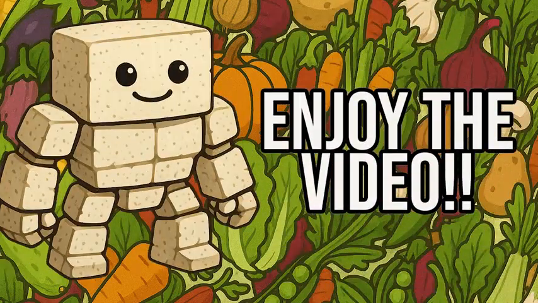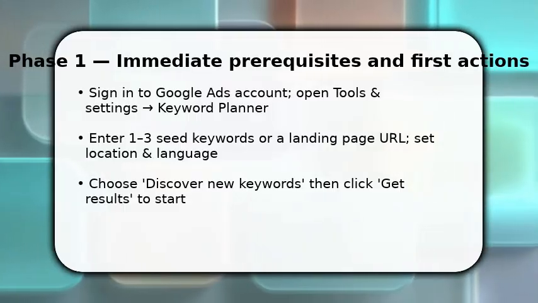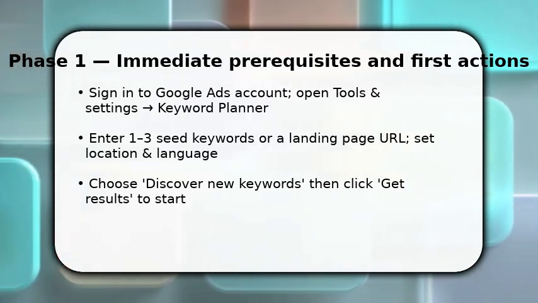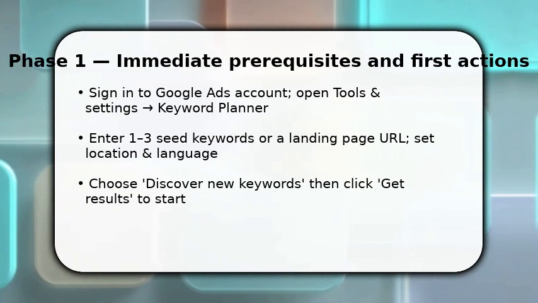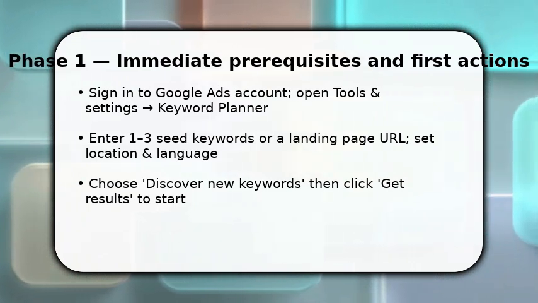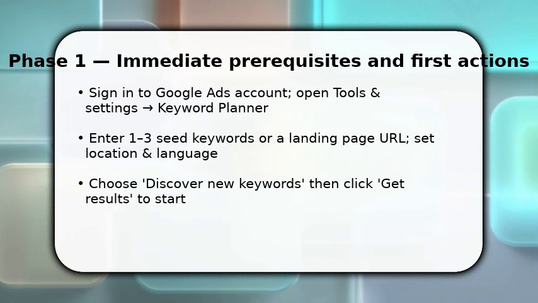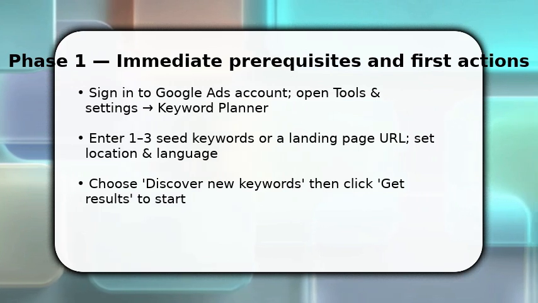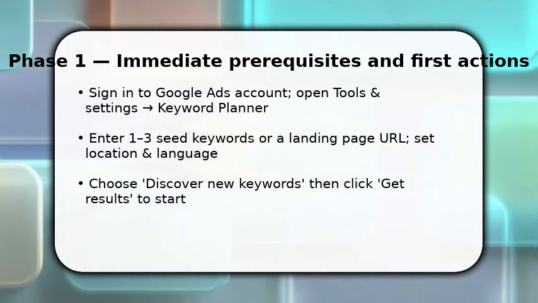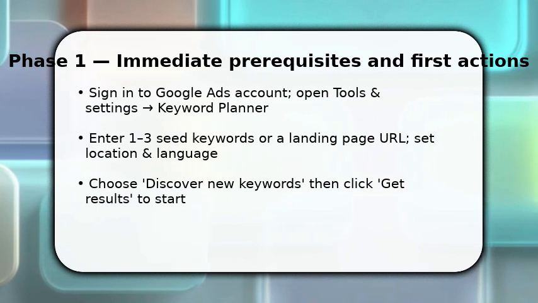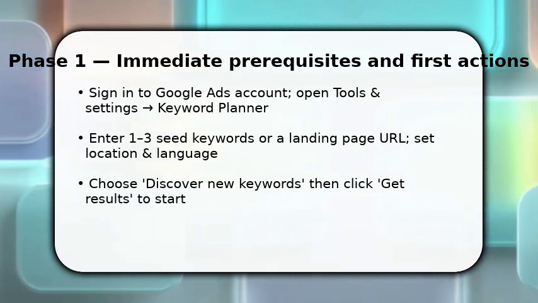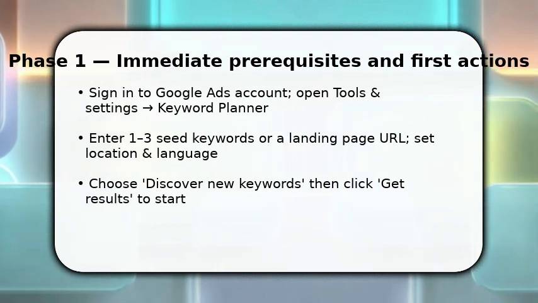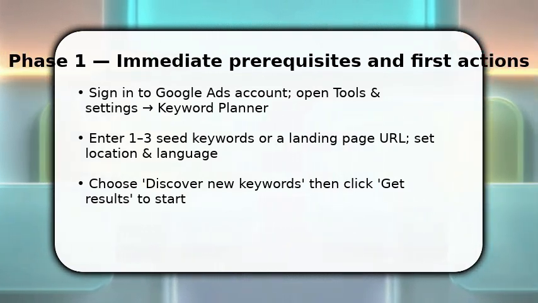You sign into Google Ads and go straight to the Keyword Planner. This is the only reliable path for granular Google keyword data. Once there, paste 1-3 seed keywords or a landing page URL and make sure to set location and language so results match your audience. Click Discover New Keywords and get results. This immediately generates search volume and trend data. You're acting on real user intent. That's why you start here, rather than guessing from secondary tools.